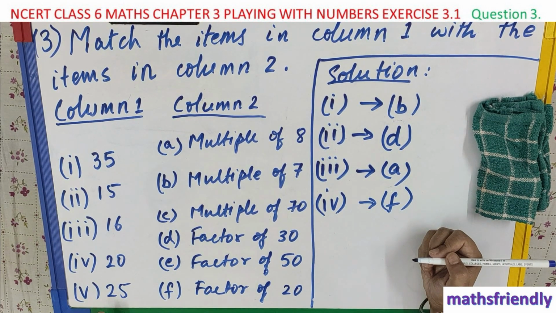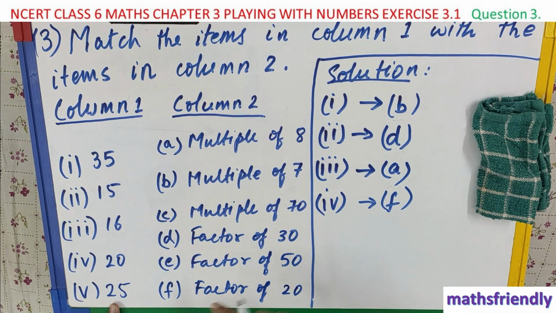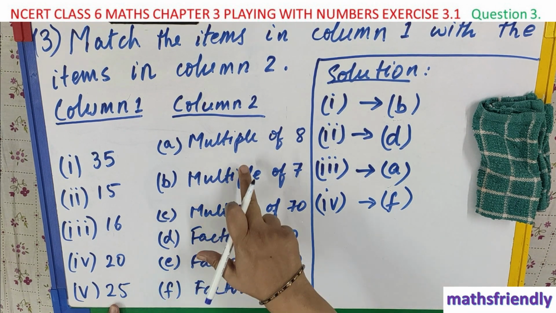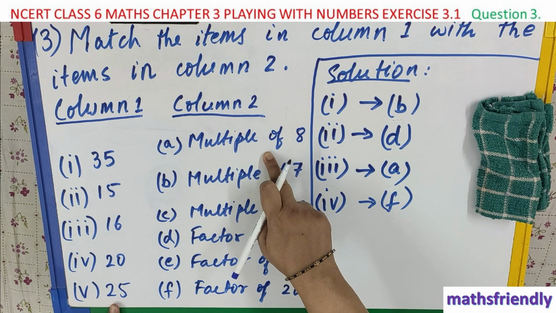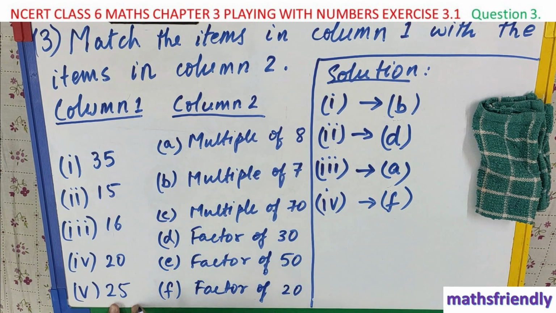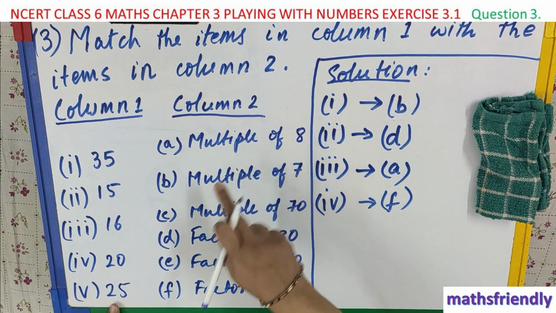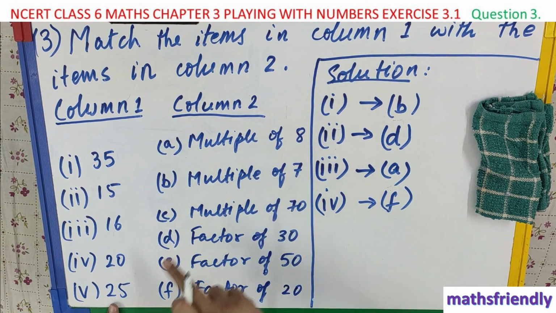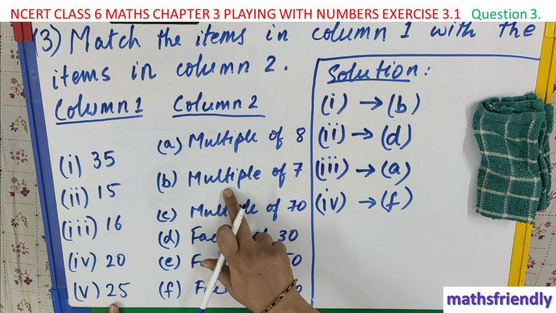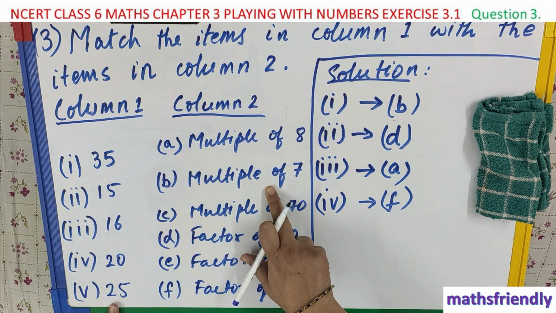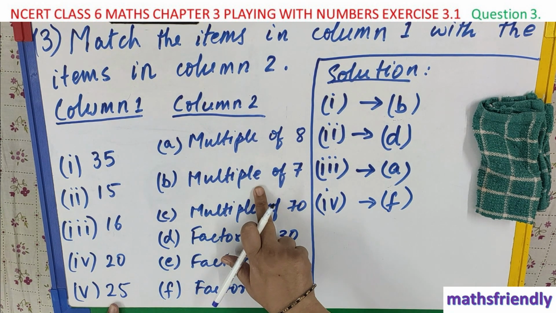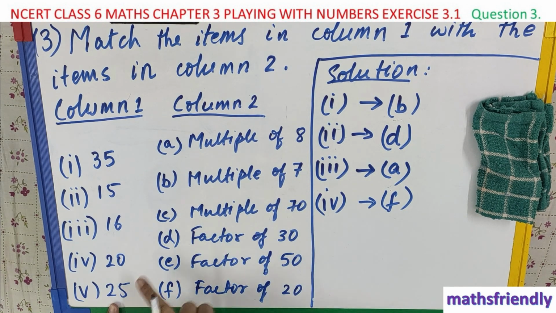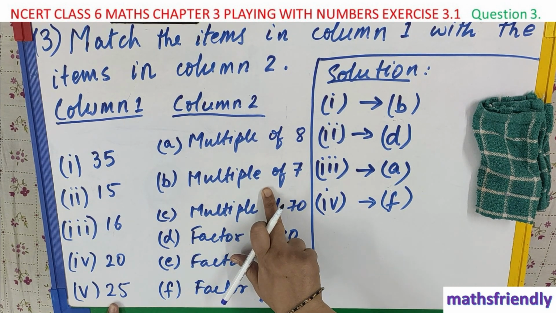Now we will see for this 25. Is it a multiple of 8? No. 25 is not a multiple of 8 because 25 doesn't come in 8's table, right? Now 25, is it a multiple of 7? No, 25 is not a multiple of 7 because 25 does not come in 7's table.